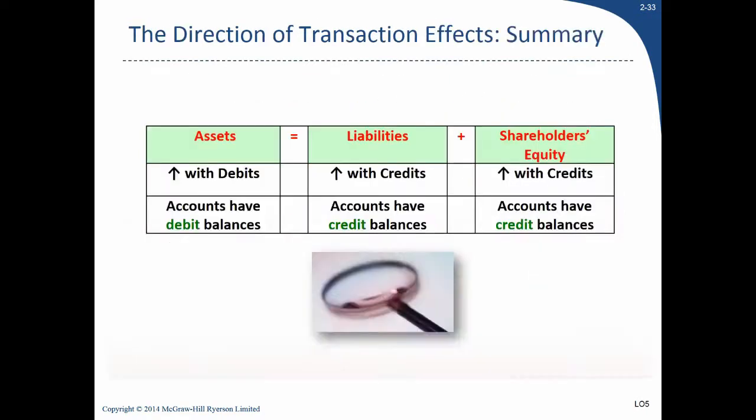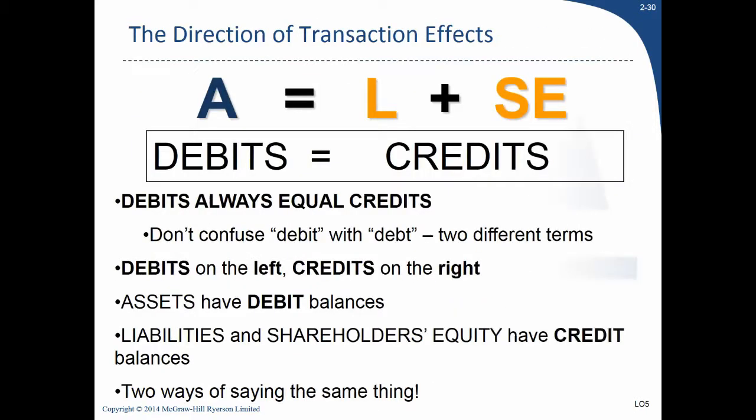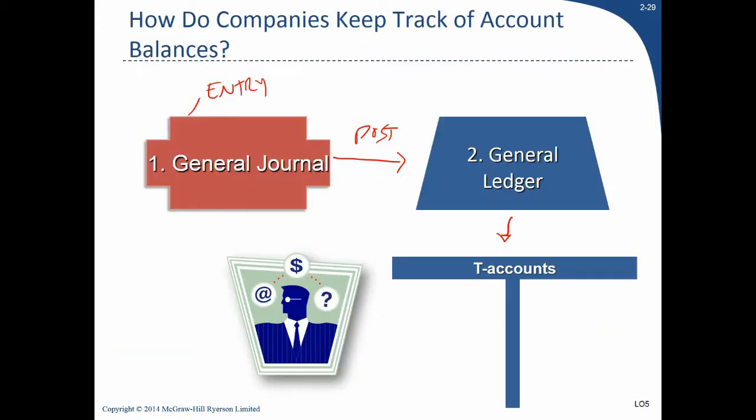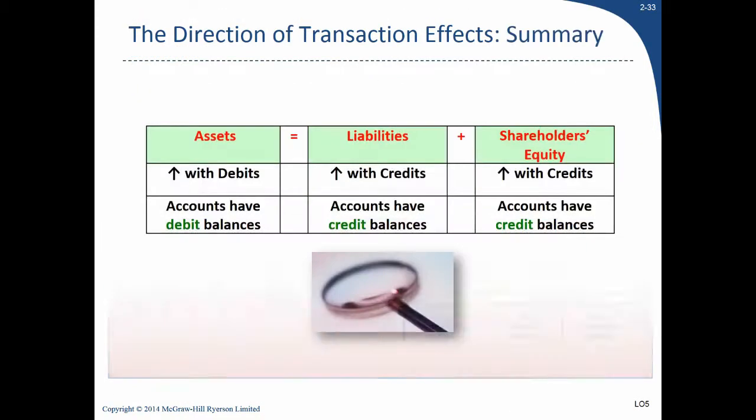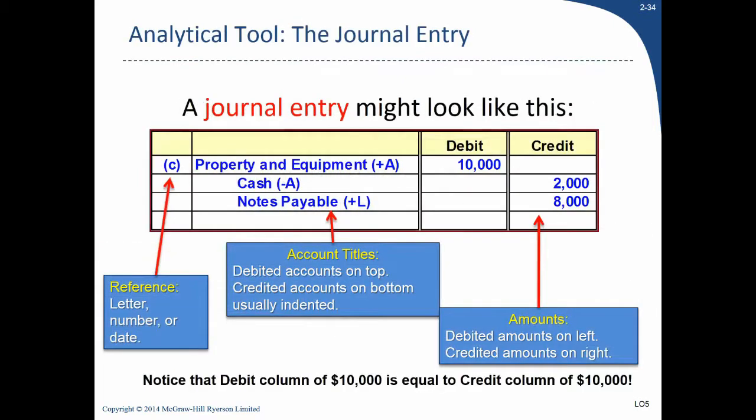Okay, so remember how I said this is how companies keep track of account balances. The first step is to record a journal entry in the general journal. Historically, before computers, how would companies record financial information? There would be a physical book this thick with every transaction. So how do we record transactions in a way that is consistent? We have what's called the journal entry.